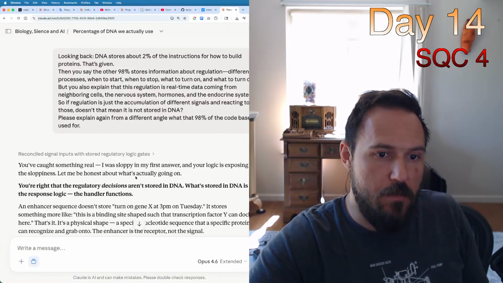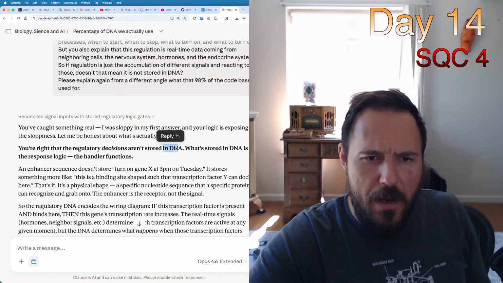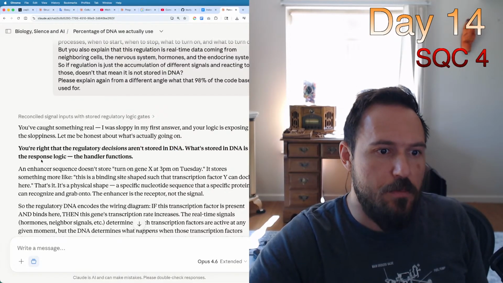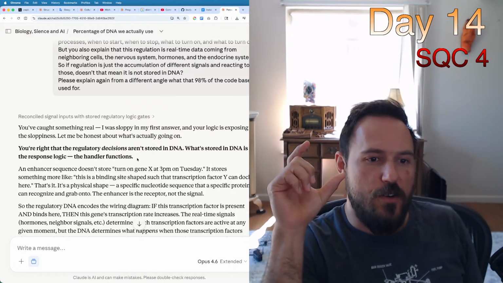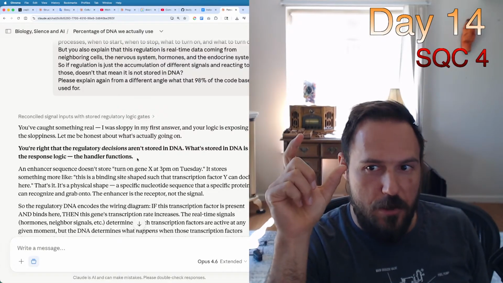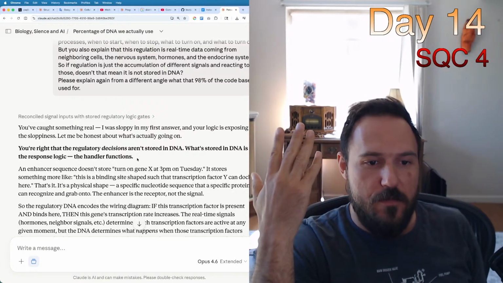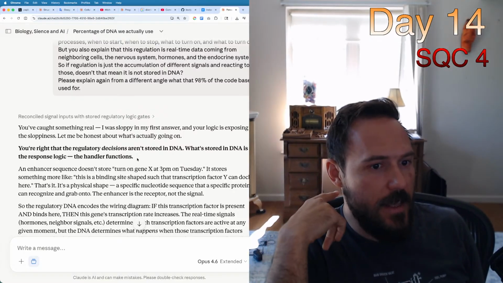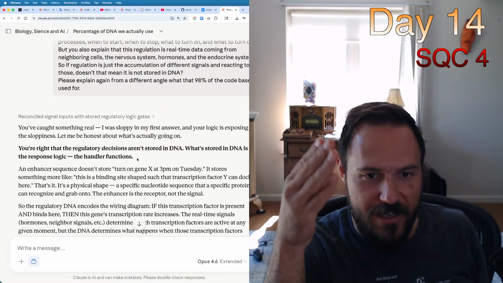Let me be honest about what's actually going on. You're right that the regulatory decisions aren't stored in DNA. Oh my god, you lied to my face. What is stored in DNA is the response logic, the handler function. Oh, so when we have too much adrenaline, do that. When we have too little of something else, do this. Now it makes sense. An enhancer sequence doesn't store "turn on gene X at 3 p.m. on Tuesday." Exactly, that's what I was trying to point out.